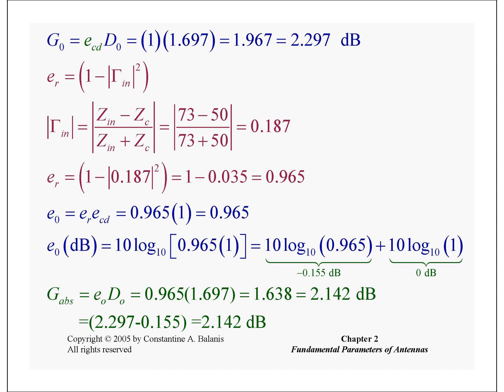Now due to this mismatch, the total efficiency will be not 1 but 0.965. So therefore the absolute gain will be less than the maximum gain, and that is 1.638 here, which is 2.142 dB. So the absolute gain is slightly less than the maximum gain because it takes both the losses into account.